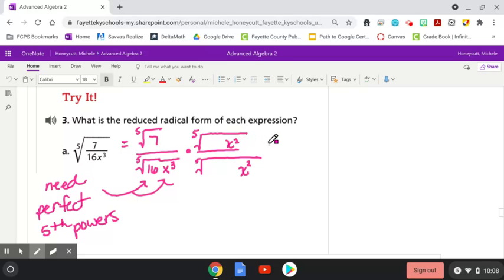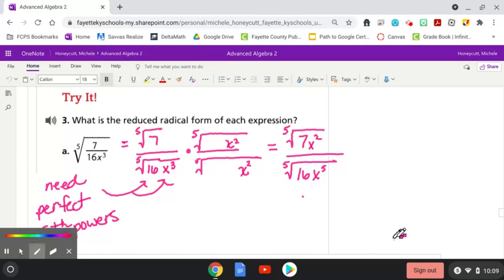Let's just go ahead and see what that does. In the top, that's going to give me the fifth root of 7x squared over the fifth root of 16x to the fifth. But x to the fifth is a perfect fifth power, so I can say that the fifth root of x to the fifth is just x. So really the denominator at this point, oh, I forgot where my eraser was, looks like this.